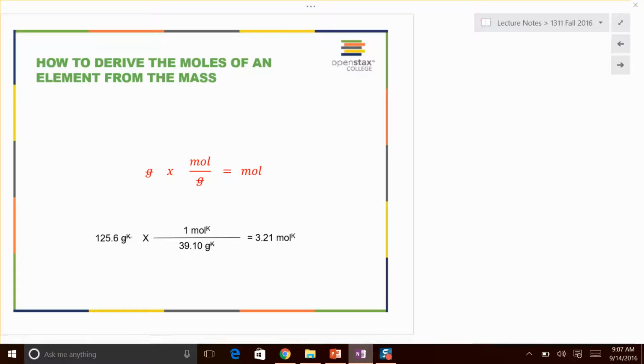Here, we want to look at how to derive the moles of an element from the mass. So now I'm going from mass to moles.